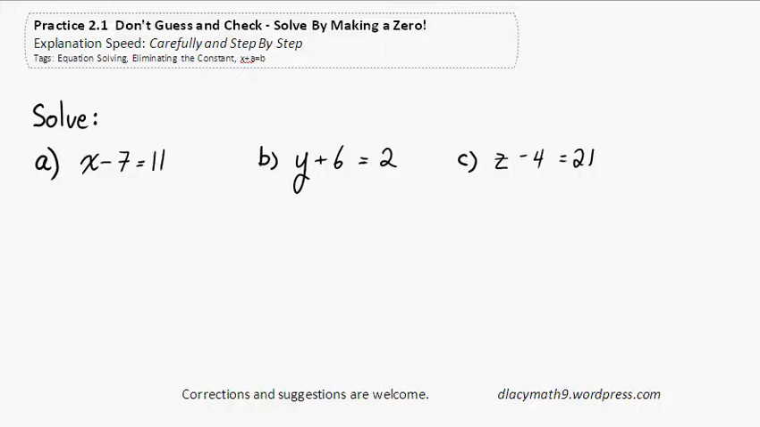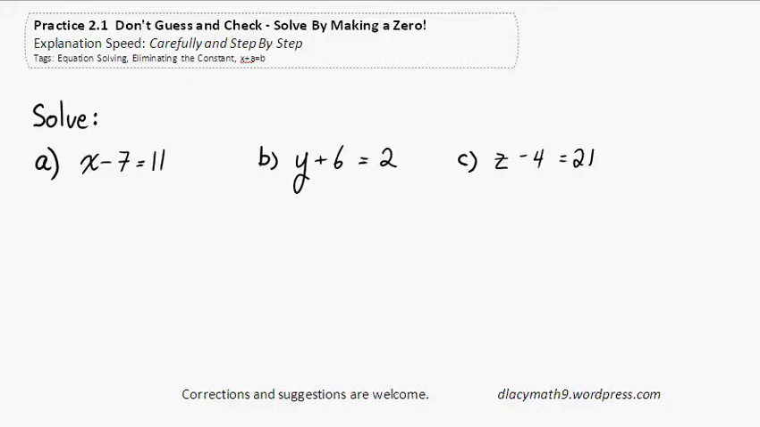Practice 2.1. Don't guess and check. Solve by making a zero, where the explanation speed is careful and step by step. Well, perhaps you can solve these without my help, and then pause while that's going on, and then come back and we'll have a look.